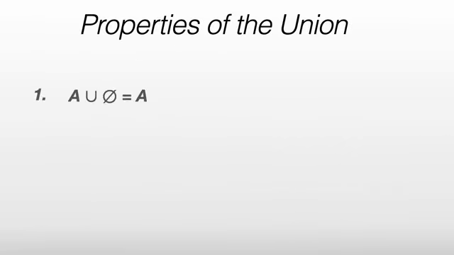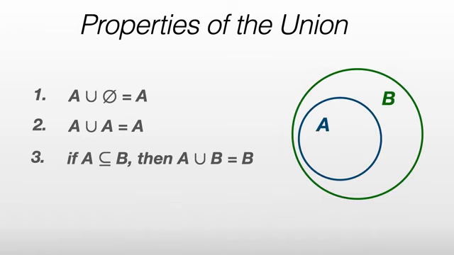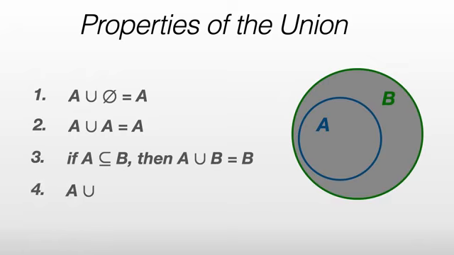Firstly, the union of any set A with the empty set is just A, since the empty set has no elements. We have a similar situation with taking the union of any set A with itself, which just gives A. If A is a subset of B, then the union of A and B is just B, because all of the elements in A are already in B, and so we don't add anything new to the union. Another property is that the union of A and B is the same thing as taking the union of B with A.